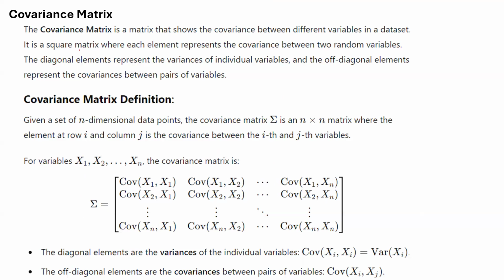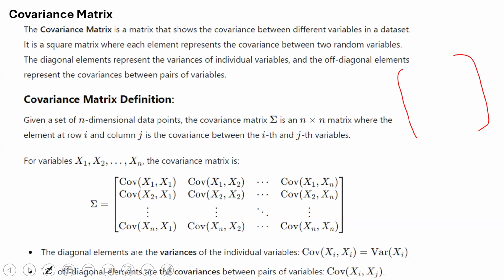So now let's understand what a covariance matrix is. A covariance matrix is a matrix that shows the covariance between different variables in a data set. Until now, you have just seen covariance, which is the behavior of two random variables. How one random variable is making an impact on the other variable is what you have studied.